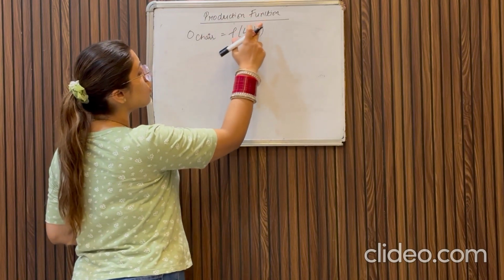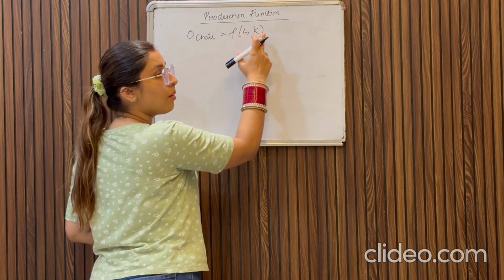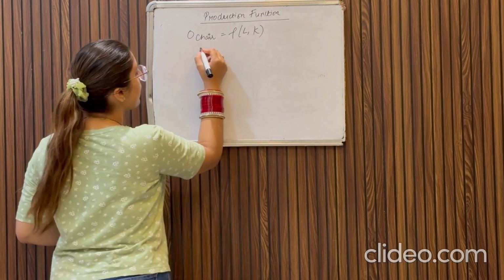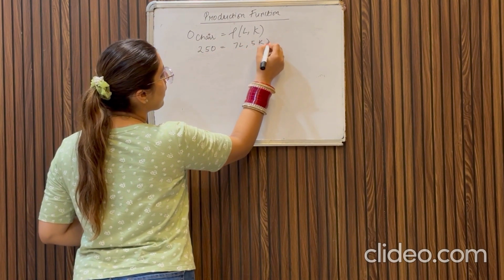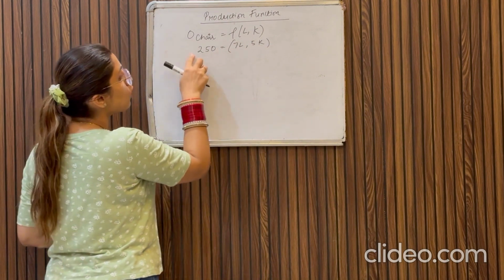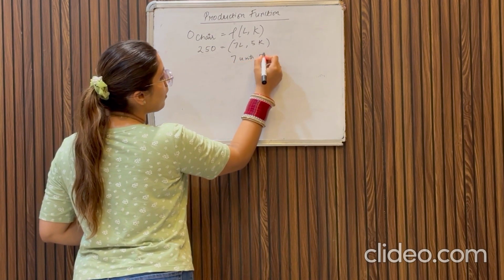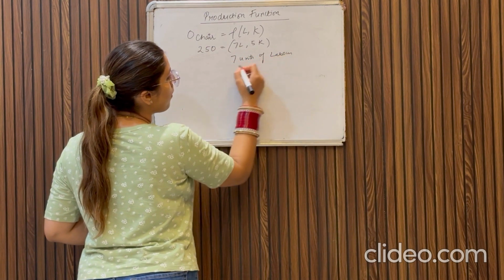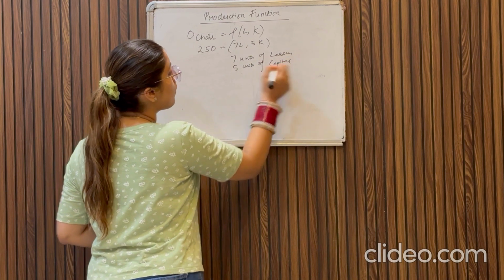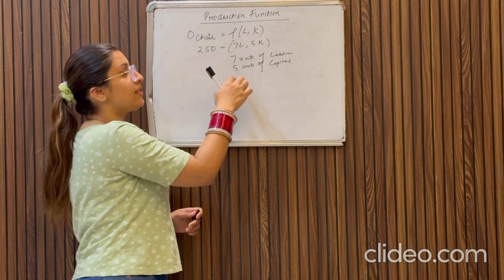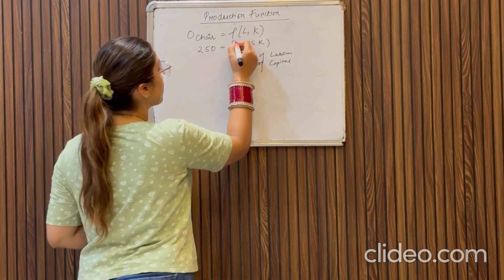So the production function tells the maximum amount of output that can be generated using the particular units of input. For example, if I write 250 equals to 7L, 5K. What does this mean? It means that 250 chairs can be made using 7 units of labor and 5 units of capital. So this 250 is the maximum amount of chairs that can be made using these units of labor and capital.